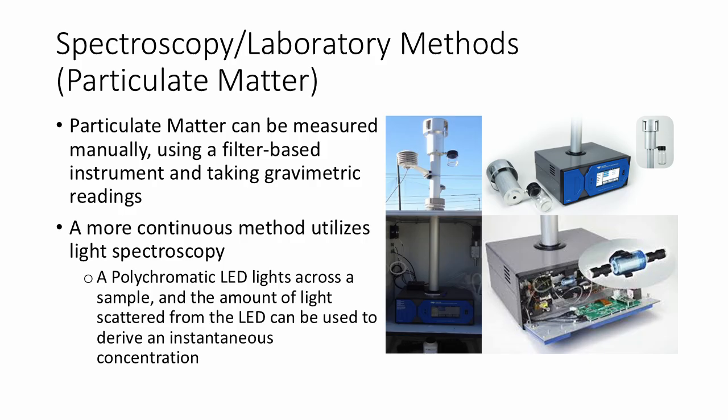Particulate matter can be measured manually using a filter-based instrument and taking gravimetric readings, a method of quantitative chemical analysis in which the constituent sought is converted into a substance that can be separated from the sample and weighed. Another method uses light spectroscopy, a polychromatic LED light that can be used to detect particles as small as 0.18 micrometers by measuring white light scattering from the LED. This allows for continuous monitoring through an open channel, lowering maintenance and filtration constraints.